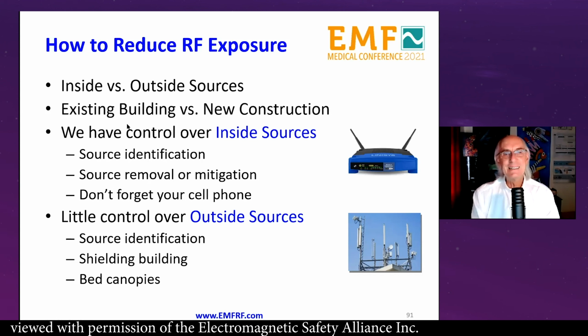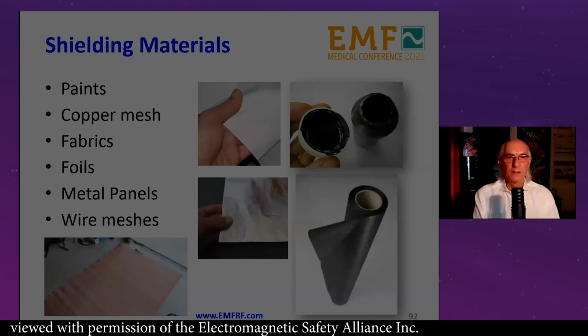So let's deal with the inside sources. What's the first way? Elimination. Can we let go of it? If not, can we replace it with a less emission device? Can we shield it? Or can we let go of it? And we shouldn't forget the most significant indoor RF source is our cell phone. What are some other ways of controlling it? Well, let's have a look.